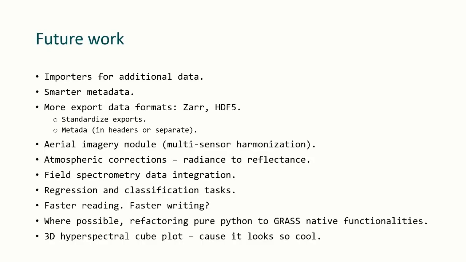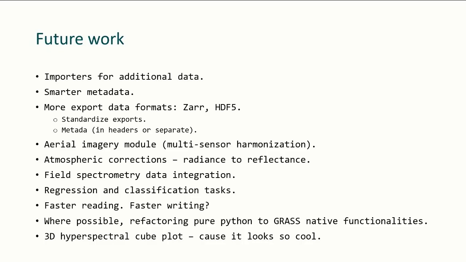We want to make importers for different satellites, like legacy Hyperion, HISUI, Indian satellites, and so on. Store metadata in a smarter way, possibly something related to JSON, and then do more export formats and standardize them, and not just pure data, but also metadata exports.